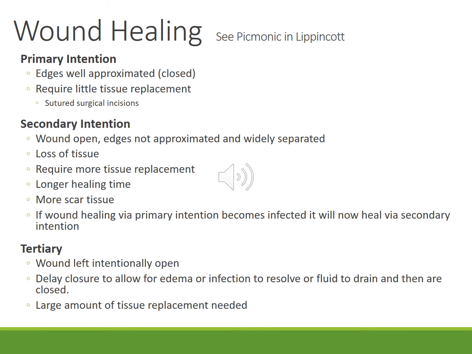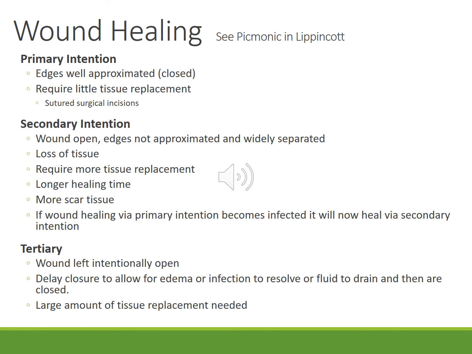And then as we move on to secondary intention, this is when the wound is more open. You have lacerations. The edges aren't as well approximated. They're more widely separated. There's some type of loss of tissue there. And whenever there's a loss of that tissue, it's going to require more tissue replacement, which makes that healing time longer. You're probably going to have more scar tissue with this type of wound healing. If a wound is healing, oh, this is just a side note. If a wound, say a surgical wound, is healing via primary intention, but suddenly becomes infected, it will now heal via secondary intention. And so again, it's just categorizing wound healing itself.